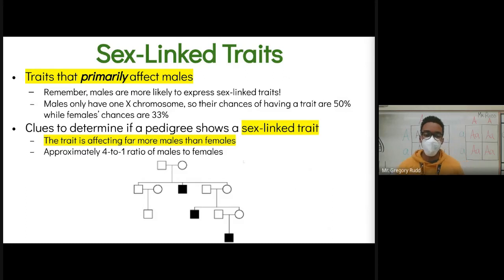So in the pedigree, the clue to determine if it's a sex-linked trait is if you are seeing far more males than females. Not just like, oh, there are 2 males who are affected and 1 female. That's not enough information to say if it's a sex-linked or not. We want to see a ratio of 3 to 1 or 4 to 1 males to females, or 3 to none, as is the case here. 3 males are affected and 0 females are affected. That's an indication that we're talking about a sex-linked trait.